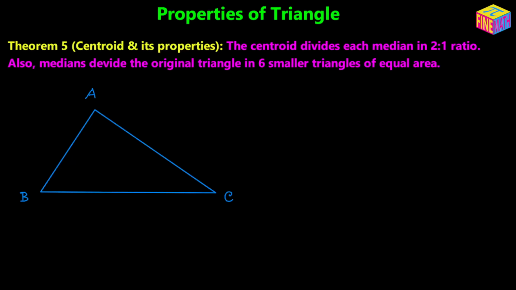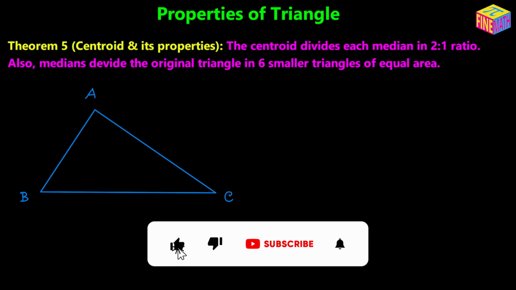Hi everyone. In this video we are going to talk about medians and centroid, and also we are going to see the properties of centroid. I have noted it as theorem number 5, and here we are going to discuss two main things: that the centroid divides each median in a 2:1 ratio, and also the medians divide the original triangle into 6 smaller triangles of equal area. And we are going to prove both of these theorems.